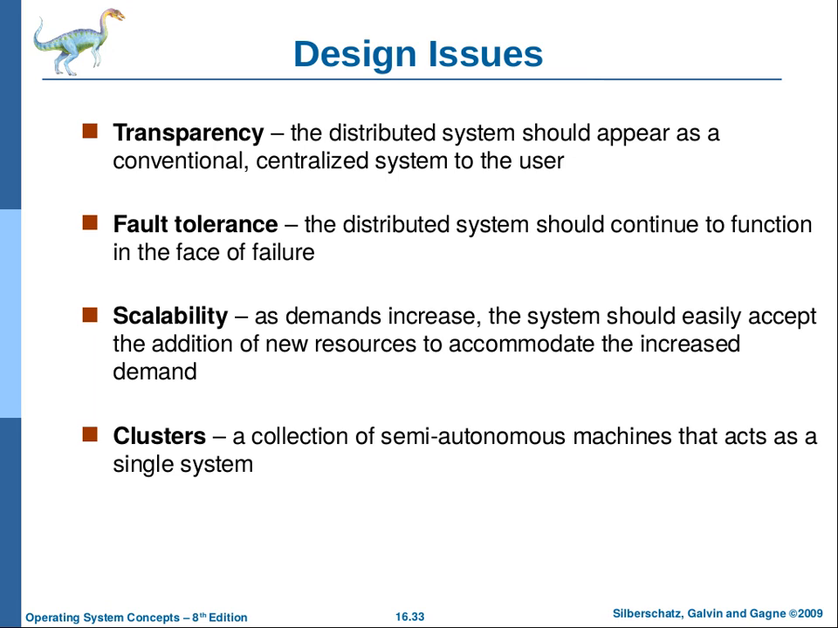Next class. The distributed system should appear as a conventional centralized system to the user. I thought transparency means something shouldn't appear. I agree completely. This is a terrible use of the word. But we're computer scientists. We make things up all the time. Fault tolerance, aka if something fails, you can still operate. Scalability, you can keep adding more systems to increase your capacity. And then clusters: a lot of machines can act like one.